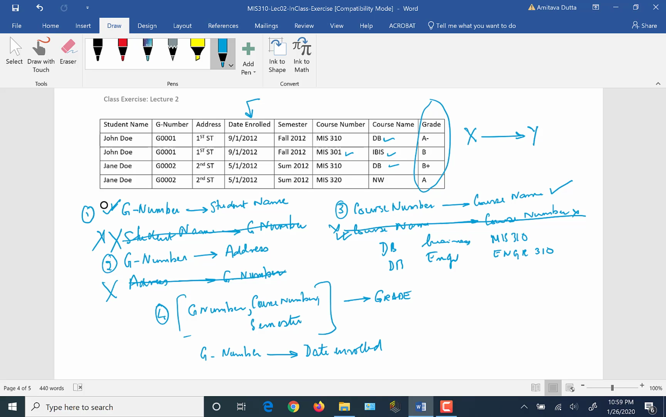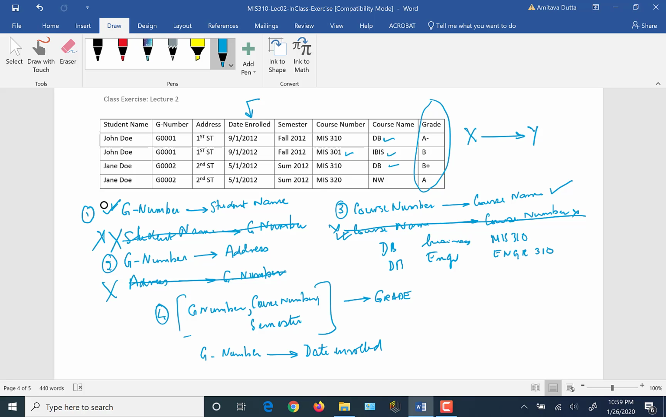However, if date enrolled means the date on which a student enrolled in a particular course in a particular semester, then of course the student's G number, the course number, and the semester would tell you what the date enrolled is. I hope you're getting a sense of how one goes about identifying functional dependencies in a table, and I hope the discussion emphasizes that it is not enough just looking at the data. Just looking at the data in the table will not give you the full picture.